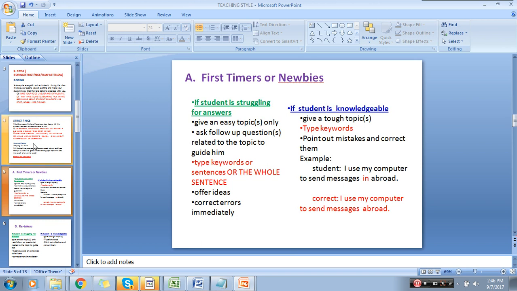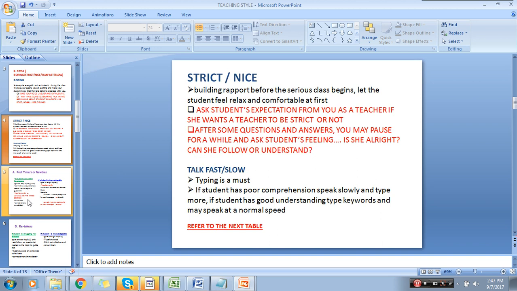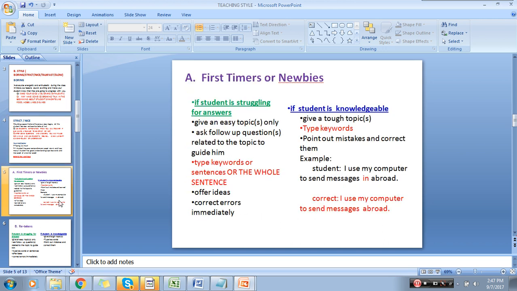Okay. So there are two types of students: first timers and retakers. Okay, so we are going to talk about first timers for the moment. Because sometimes it depends on our student if they are first timers or they are retakers or they are as well fast learner or not. So let us talk first about first timers or newbies.